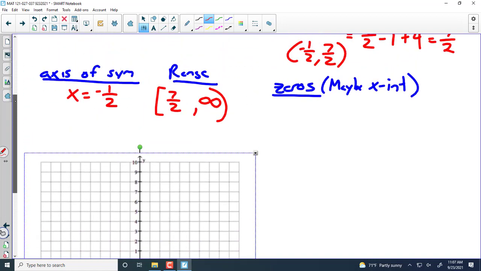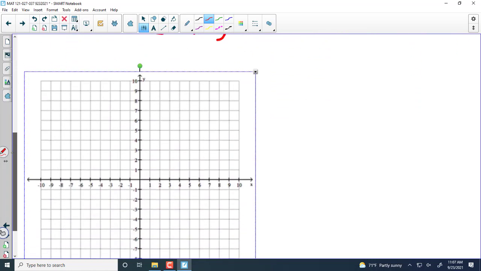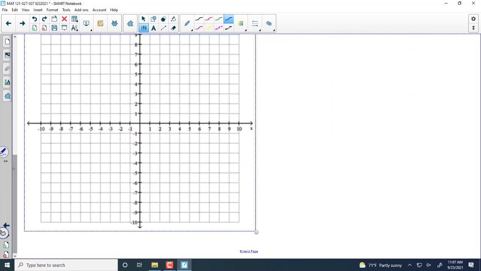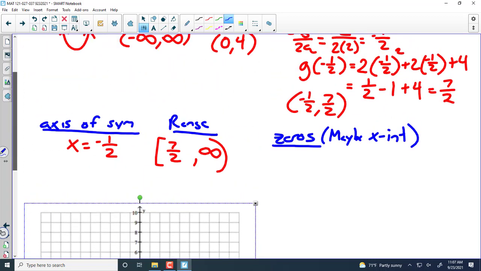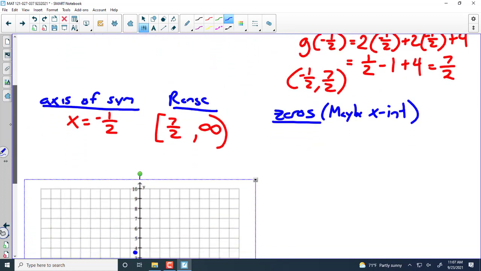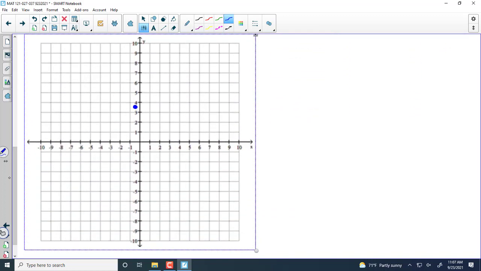Now, this has a vertex of negative 1/2, 7/2. You don't need to like that, but that is where it is. Right here. And which direction does this parabola open? Up. If this parabola opens up, and it has its vertex right here, how many times are we going to hit the x-axis? No, 0. Yeah, it doesn't look like we're going to hit the x-axis at all.